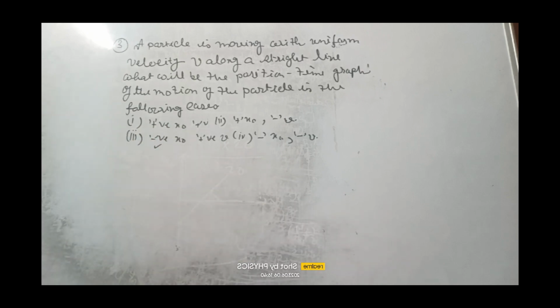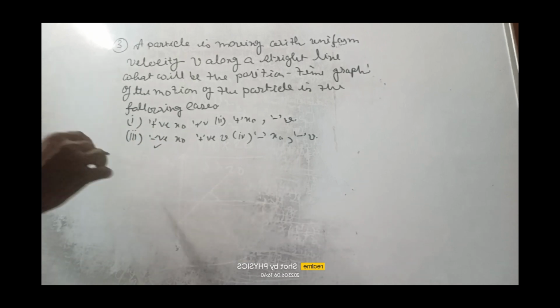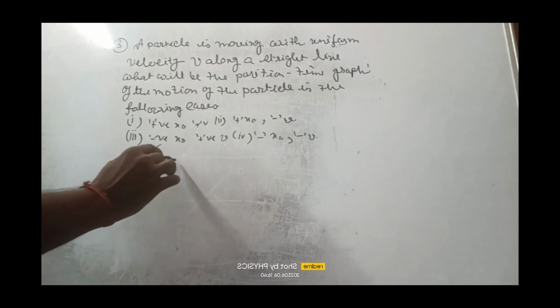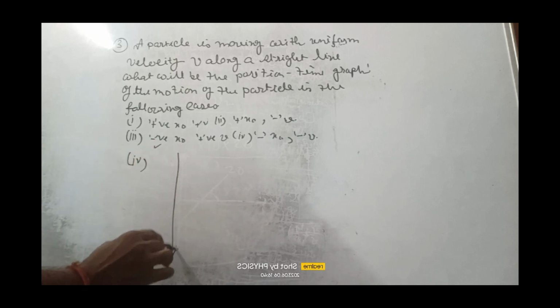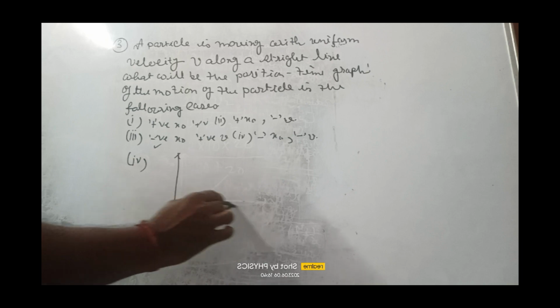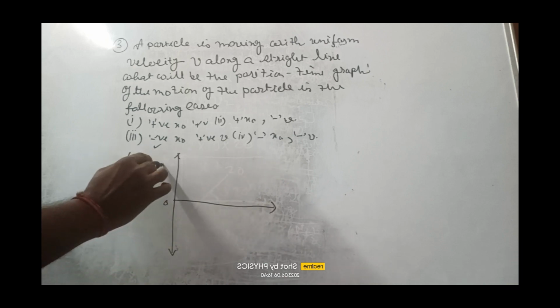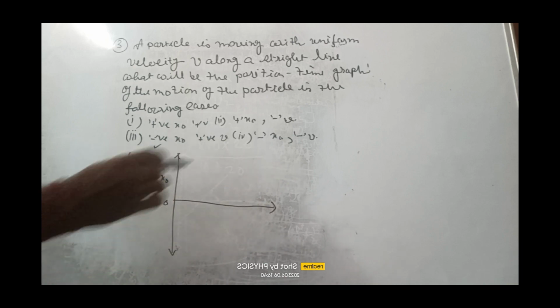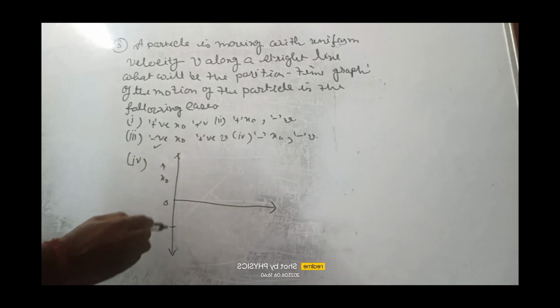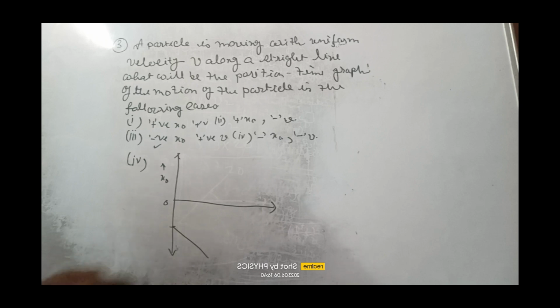Now for the fourth case, that is O origin, that is x0. Here negative x0 and v is also negative, so that should be like that.